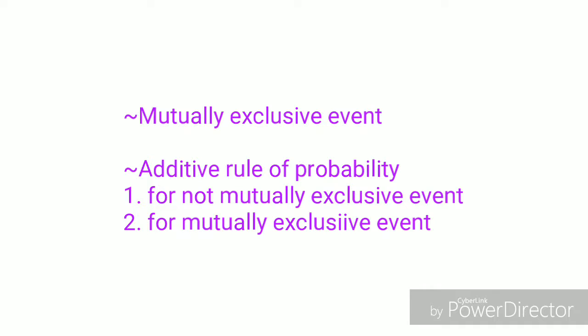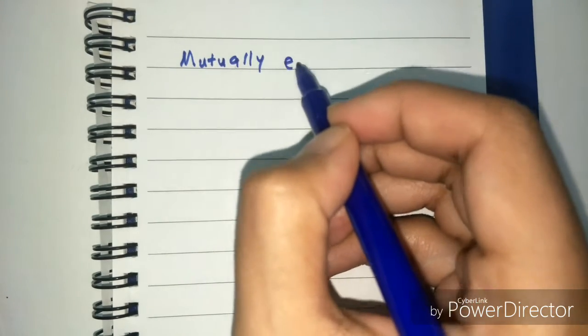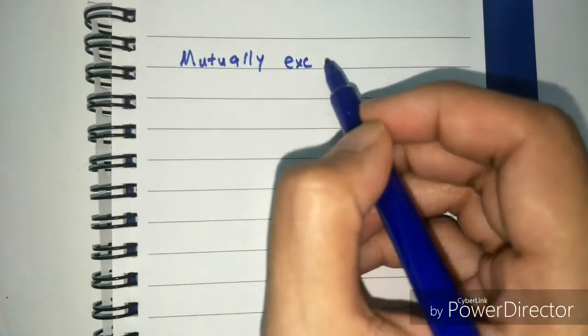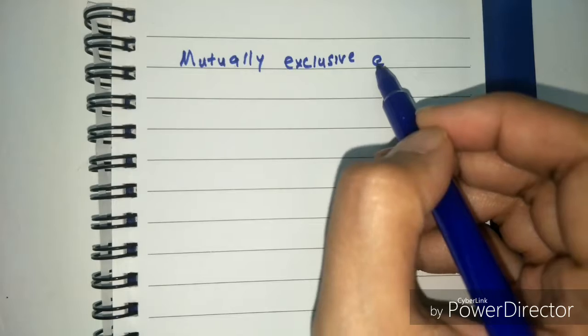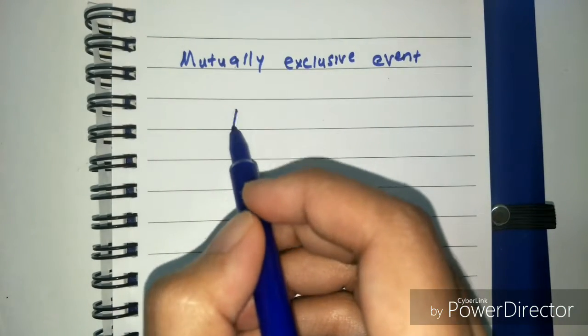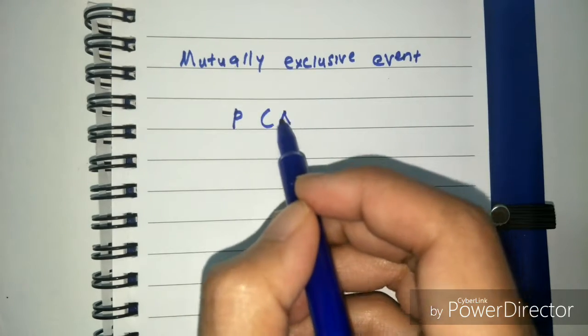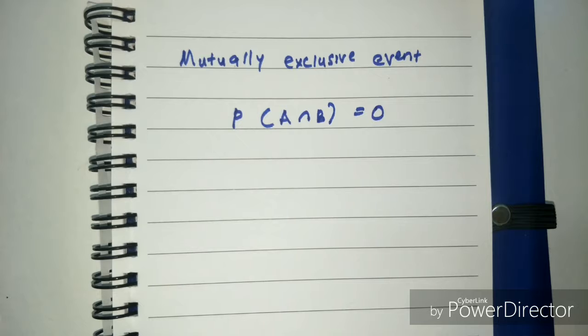Now we'll be learning about mutually exclusive events and the additive rule of probability. Mutually exclusive events mean two events, say A and B, cannot occur together at the same time. So, the probability of them both occurring together at the same time is equal to 0.